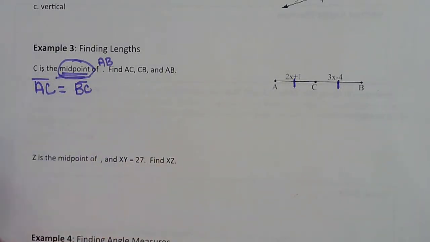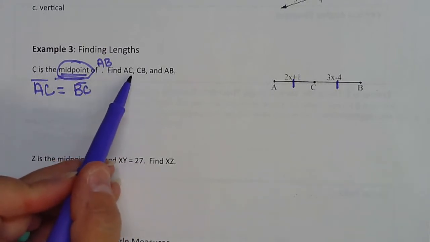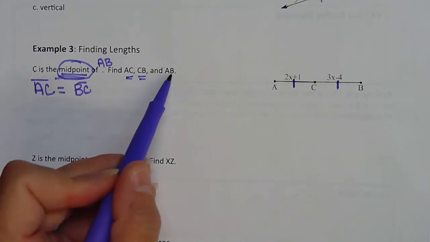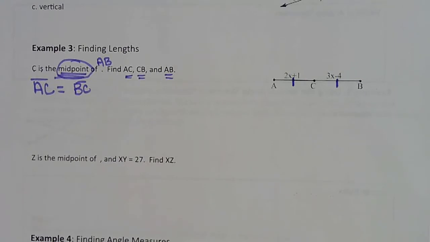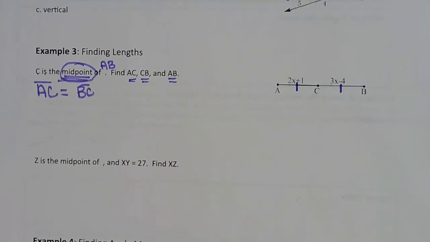And in the directions, they want you to find the length from A to C, the length from C to B, and the length from A to B. So they actually want you to figure out what those lengths are. In order to find out what those lengths are, though, what do we need to do first? Solve for X. And notice here, they're not always going to tell you to solve for X and then plug it back in. They're going to tell you to find the lengths, which basically means you're going to have to solve for X and then do a couple of extra steps.